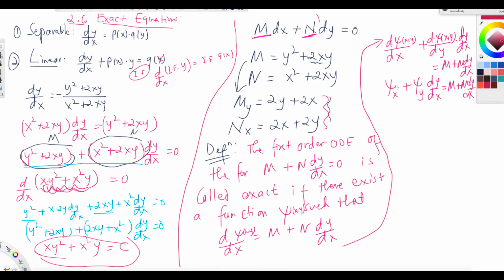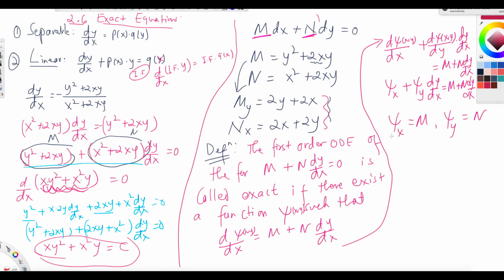See, the first term must be equal to the first term: psi sub x equals M. Okay, and then the second term must be equal to the second term. There is dy over dx equals dy over dx, so you need to have psi sub y equals N, right? So this is how you can define it now.